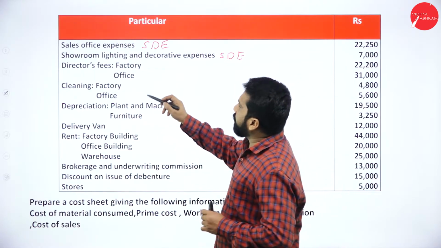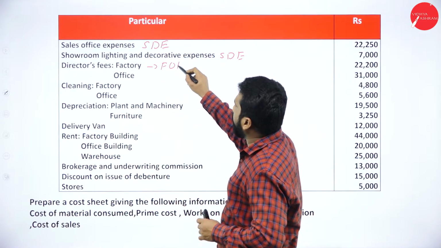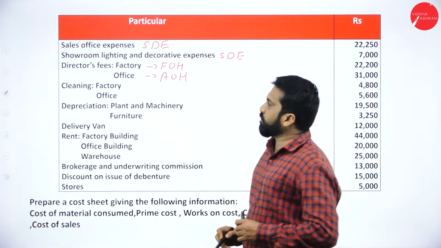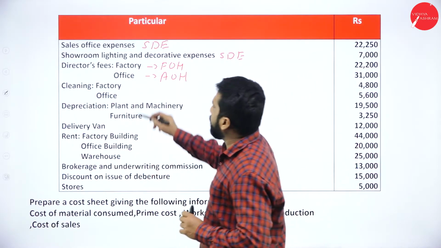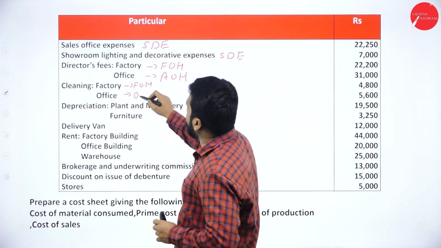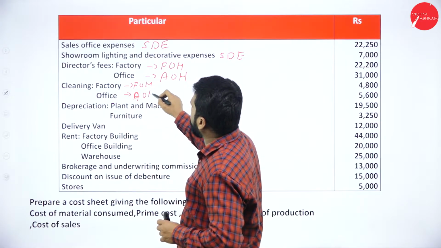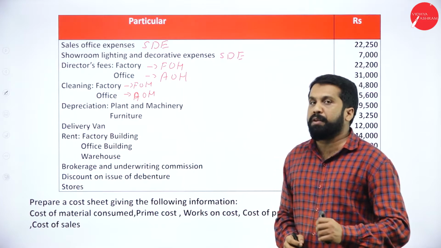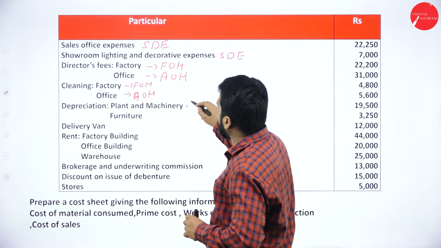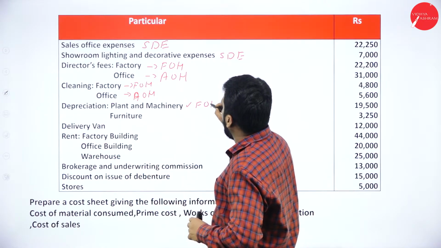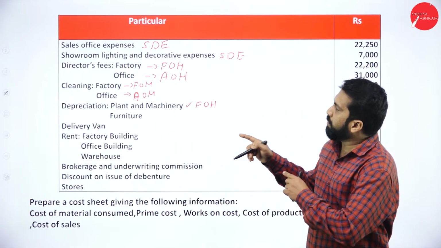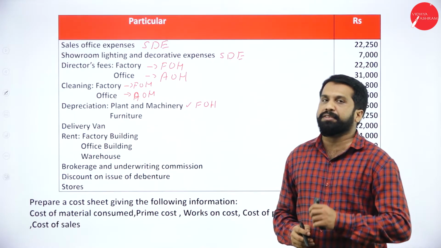Then director fees, this will be your factory overhead. This will be administration overhead. Cleaning charges, again we have two classifications. First one will be factory overhead and second one will be office or else administration overhead. Next, depreciation. We have two types of depreciation. One for plant and machinery, that is for factory overhead. Where do we use plant and machinery? In the factory. So whatever depreciation we charge, that is for factory overhead.